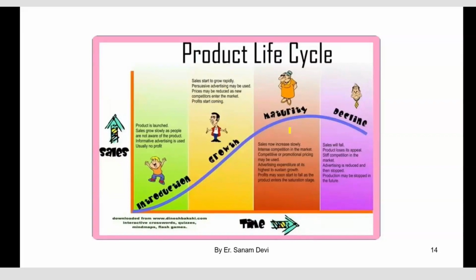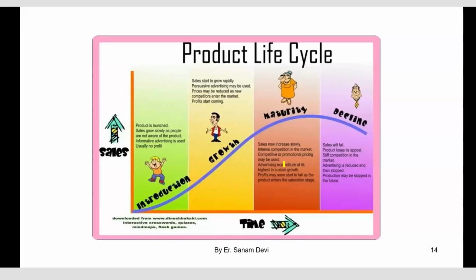In the growth stage, sales increase more. After that, in the maturity stage, what happened? Everyone is having that thing. So someone will buy that one. But if everyone, if I already have that one, why will I use that one? That's the thing. Intense competition in the market, competitive or promotional pricing may be used.